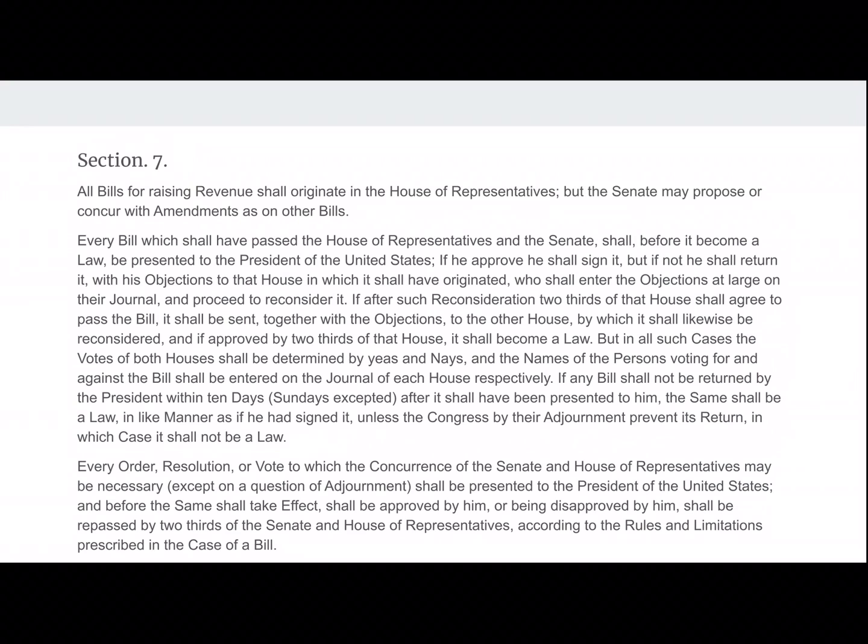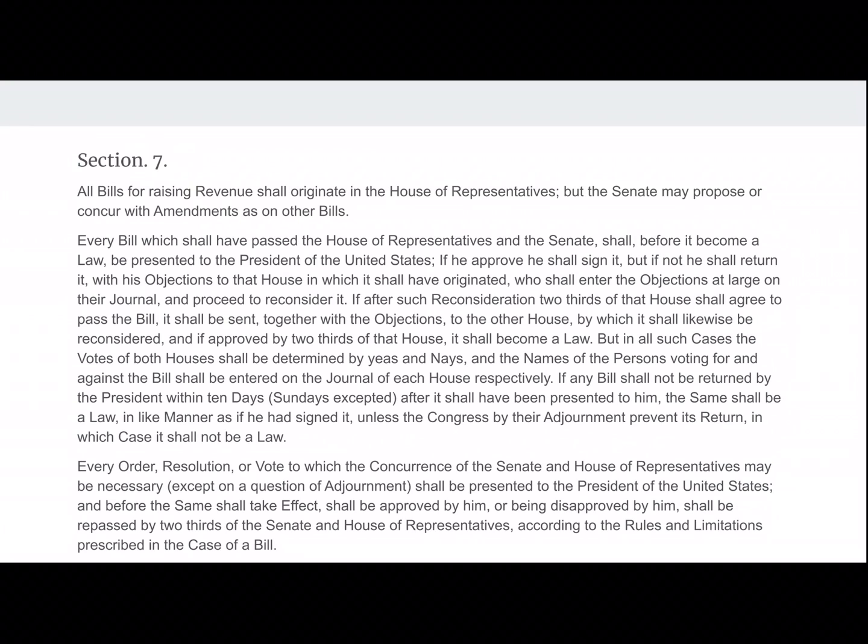All right, this is again to be a long one, but it's the money one. Section 7. All bills for raising revenue shall originate in the House of Representatives, but the Senate may propose or concur with amendments as on other bills. So the House of Representatives makes all the money bills, but the Senate can add their 2 cents as well.